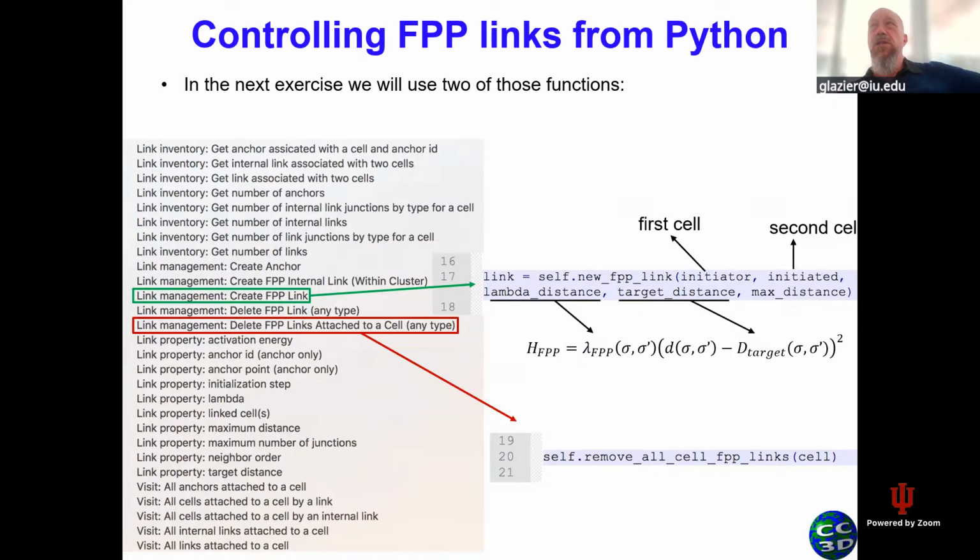And the term initiator and initiated isn't so clear, but this is the name, the handle to the first cell, the handle to the second cell. And then the lambda and the target distance and the max distance.